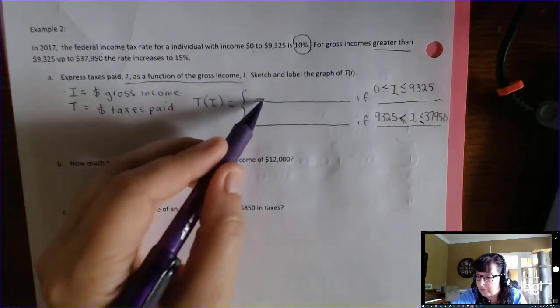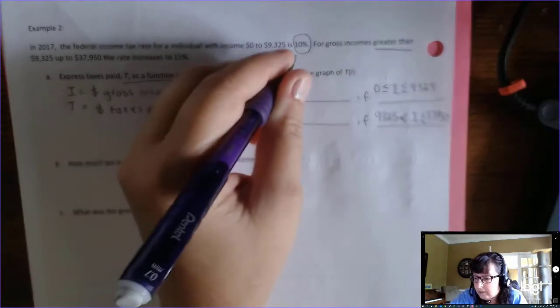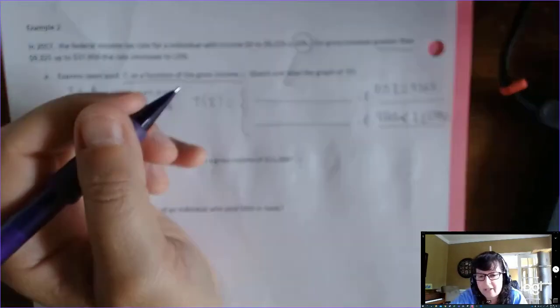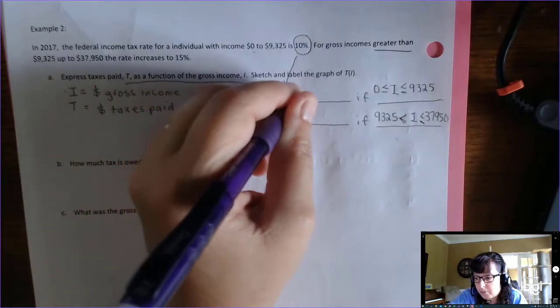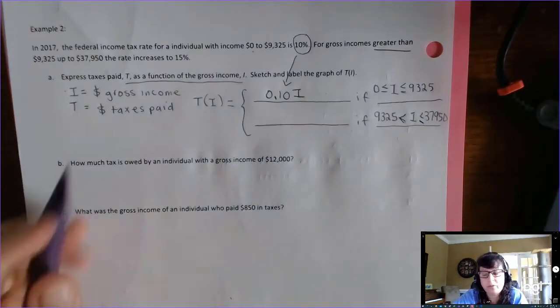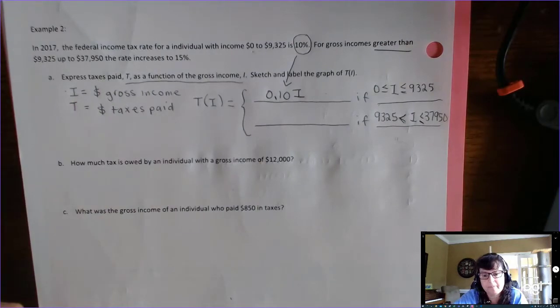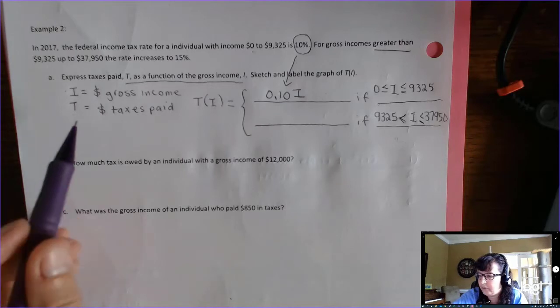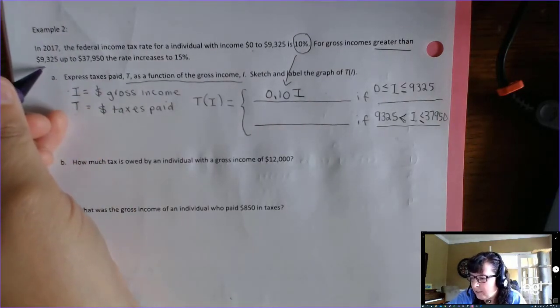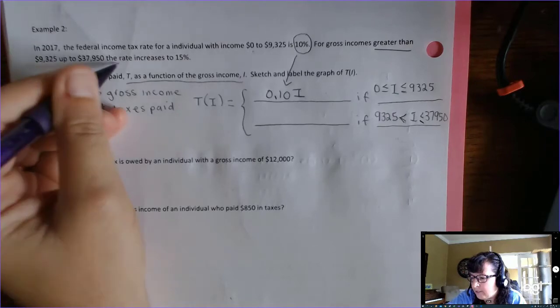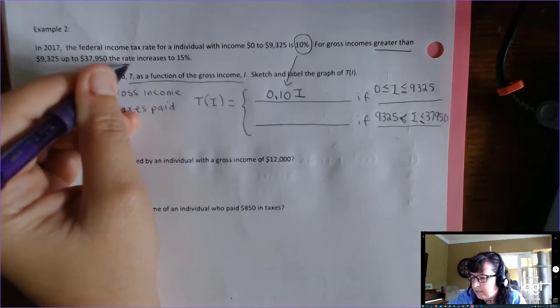So this equation is just going to be, the other thing you want to do is you don't calculate with 10%, you should change it to a decimal. So that's going to be 0.10 times your income, which we've defined to be I. Okay, so that's it for that first equation. Second equation, for greater than 9325 up to 37,950, the rate increases to 15%.